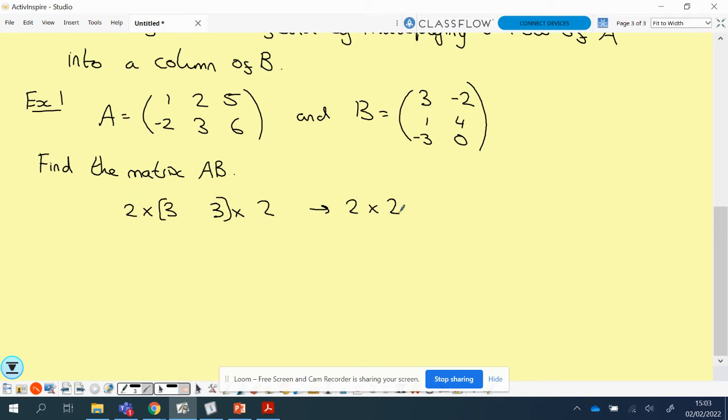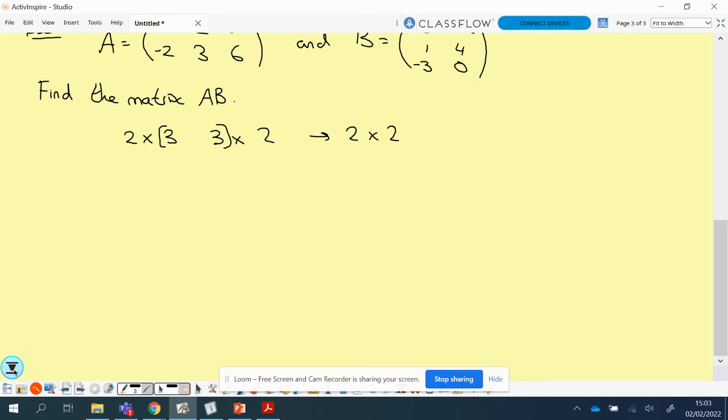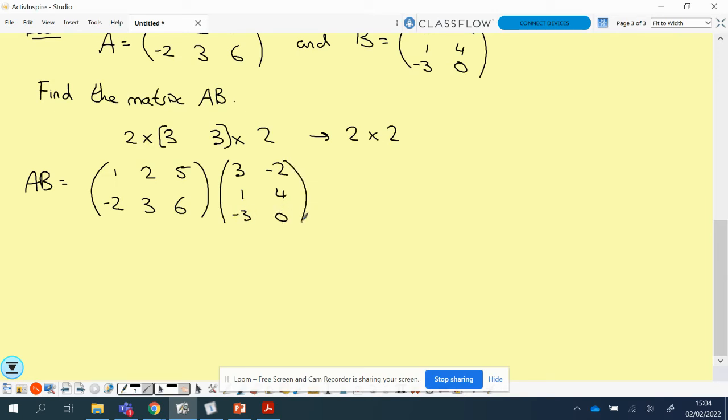So let's have a look at doing this. We'll multiply the two matrices together. So AB, now we know we can multiply them. That's 1, 2, 5, -2, 3, 6 multiplied by the matrix 3, -2, 1, 4, -3, 0. This is what I mean by you need to multiply a row by a column. I know I'm going to get a 2 by 2 matrix, which means I'm going to have 2 entries in each row.